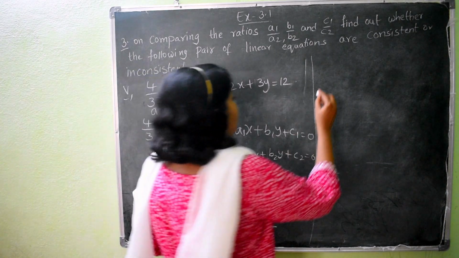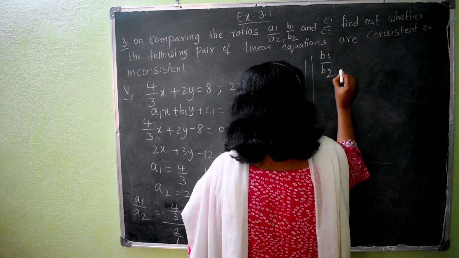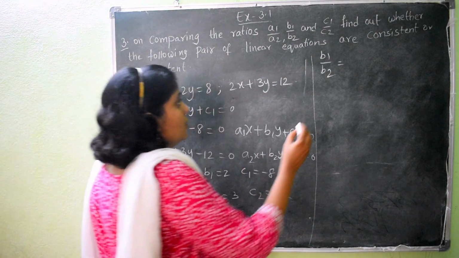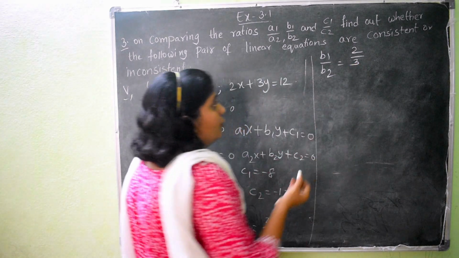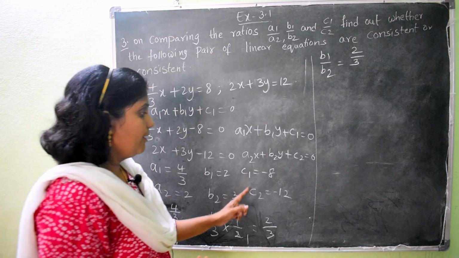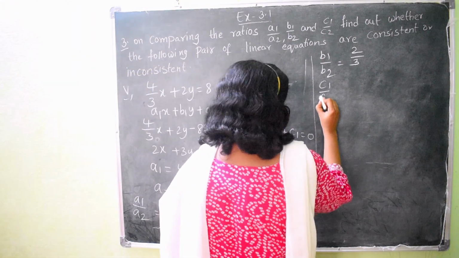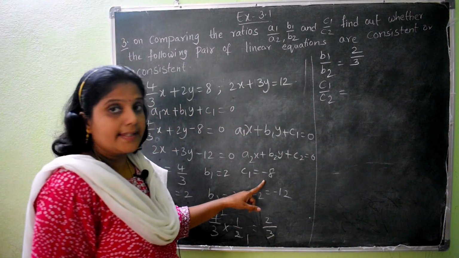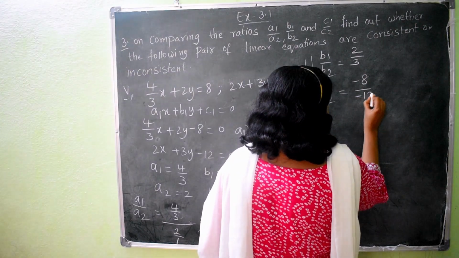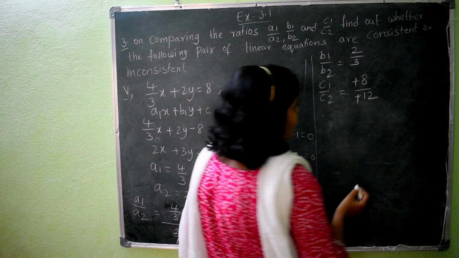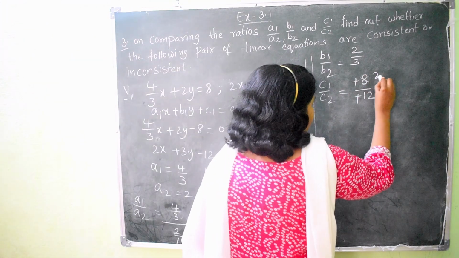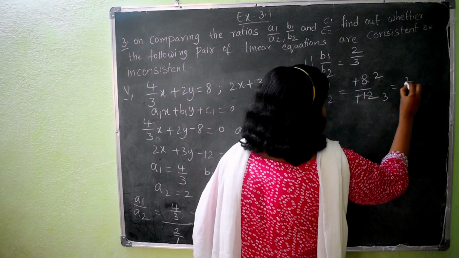Next, b1 by b2. What is b1 here? 2. And b2? 3. So 2 by 3. Here no need to do cancellation. Next, c1 by c2. What is c1? Minus 8, and c2 is minus 12. So minus 8 by minus 12. The minus signs get cancelled. What I told: we should cancel both in the same table. So 4 twos are 8 and 4 threes are 12. That is 2 by 3.